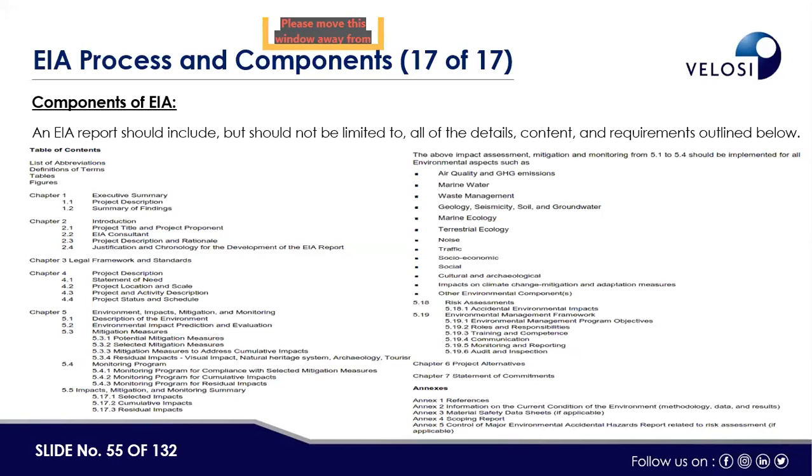The mitigation measures can be the potential mitigation measures, selected mitigation measures, and we have to mention mitigation measures to address cumulative impact. And after all these mitigation measures, we have to mention residual impacts. Even after implementation of the mitigation measures, what will be the residual impact? And then after that, we have to mention the monitoring program for compliance with selected mitigation measures, cumulative impact monitoring program for cumulative impacts, and monitoring program for residual impacts.